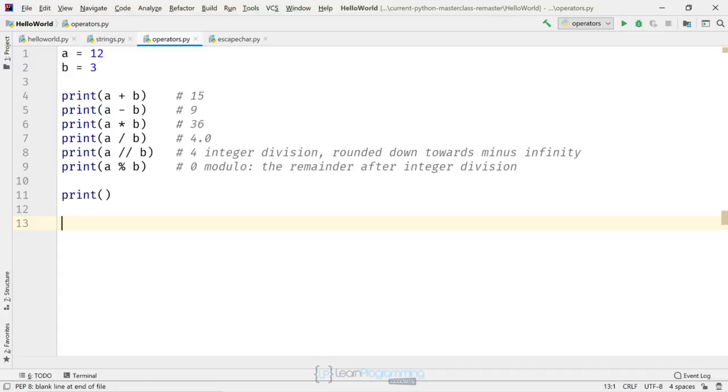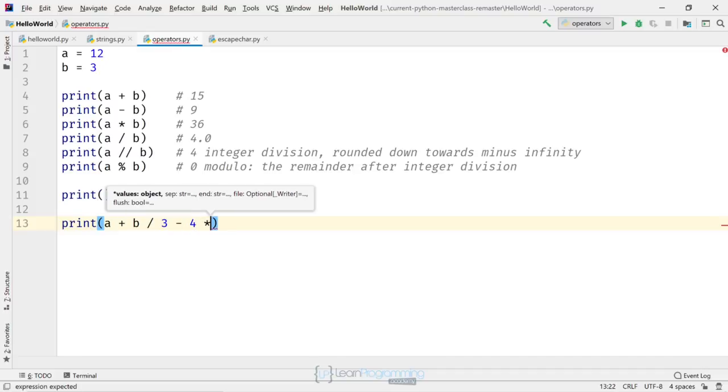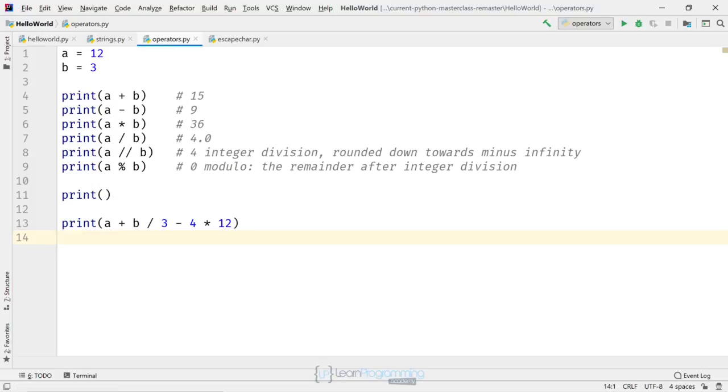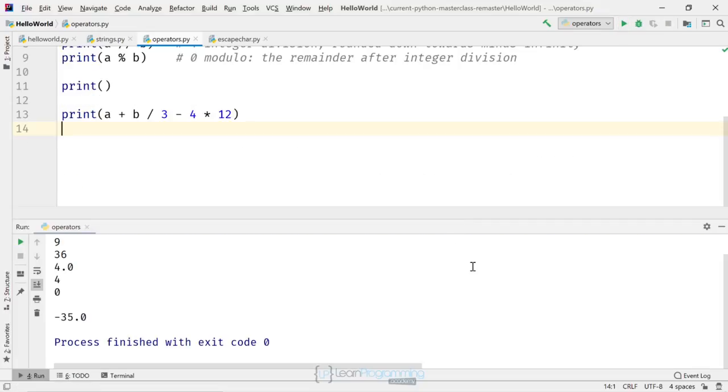Alright, so our examples so far have been very simple expressions, but they can be much more complicated. So consider the following line as I type it and see if you can work out what will be printed before you run the program. So I'm going to type on line 13 print, and in parentheses I'm going to type A plus B divided by 3 minus 4 multiplied by 12. Then we've got our closing parentheses. So if you can figure out what the answer will be, let's actually run the program and see what happens. You can see we've got the answer negative 35.0.